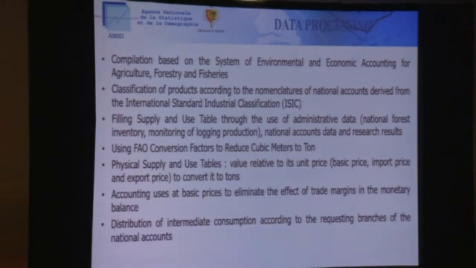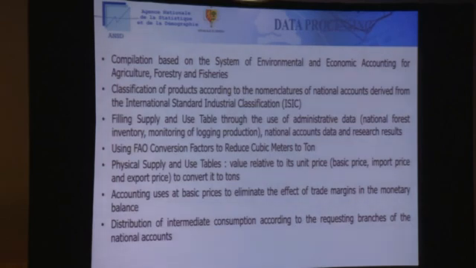The compilation is based on the System of Environmental and Economic Accounting for Agriculture, Forestry, and Fisheries. You use the classification of products according to the nomenclature of national accounts derived from the International Standard Industrial Classification, ISIC. Filling supply and use tables from the use of administrative data, national forest inventory, monitoring of logging production, national account data, and research results. You use also a FAO conversion factor to convert cubic meters to tons.